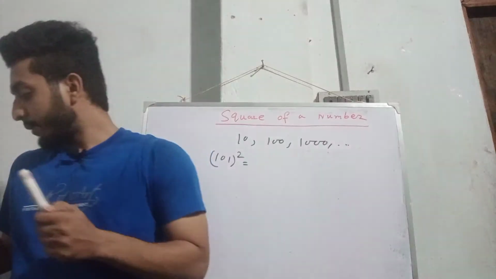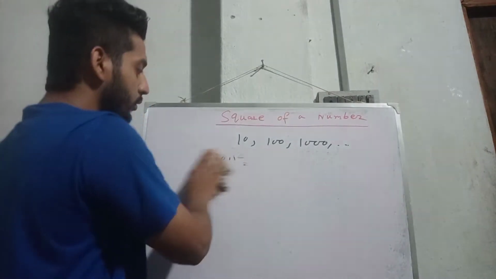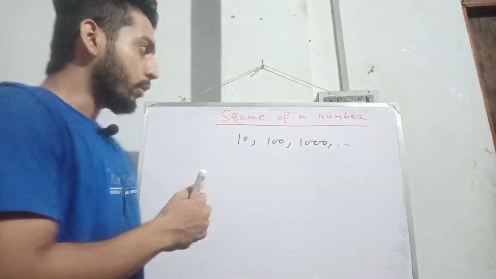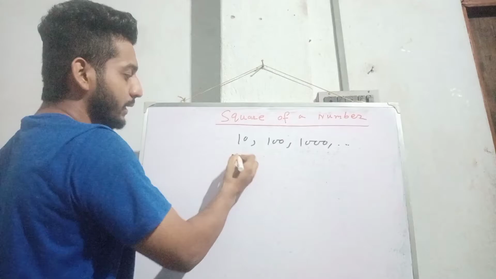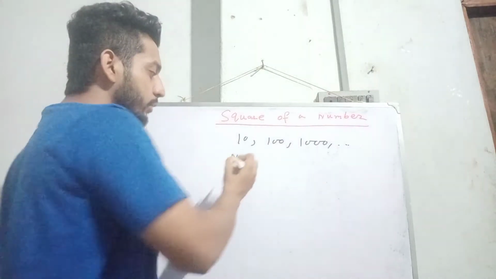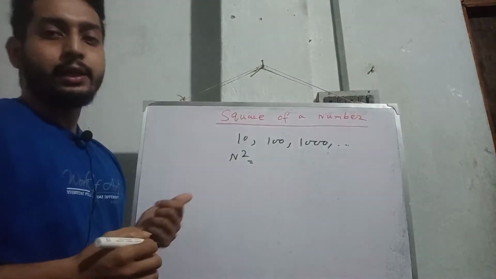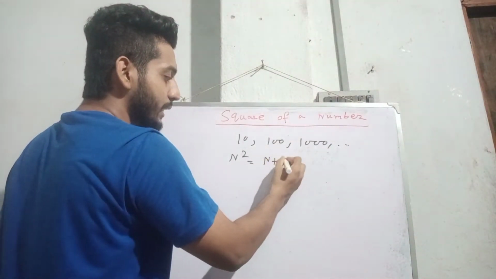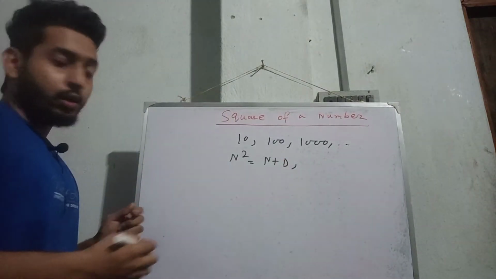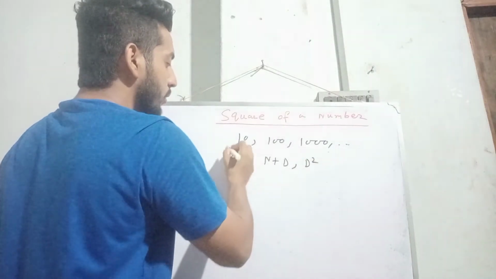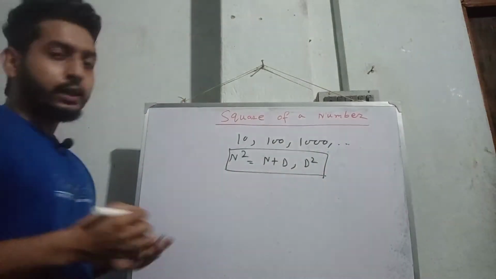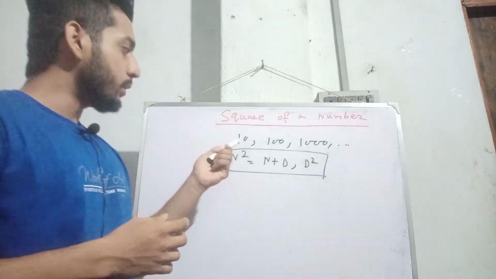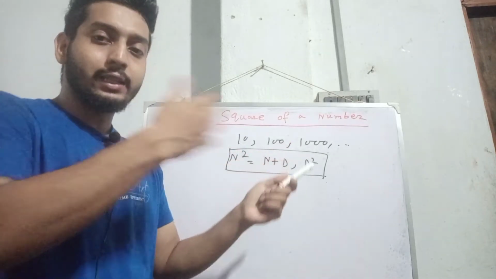So what is the formula? First we need to know the formula to find the square of a number which is nearest to the base. The formula is as follows. Suppose the number is n and we need to find the square of that number, that is n square. So the formula is as follows: n plus d, comma, d square. This is the formula we need to apply to find the square of a number which is nearest to the base. The base numbers are as follows: 10, 100, 1000, 10,000 and so on.